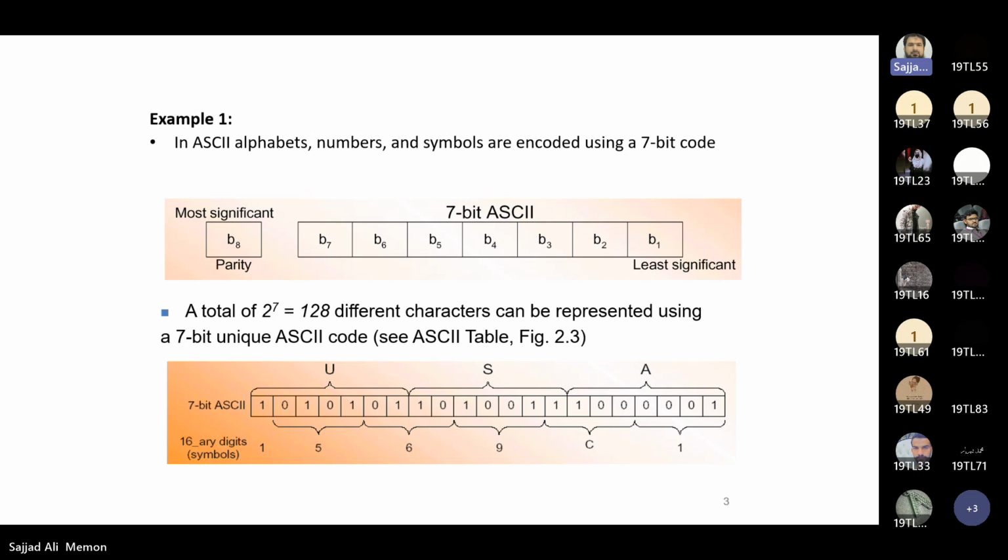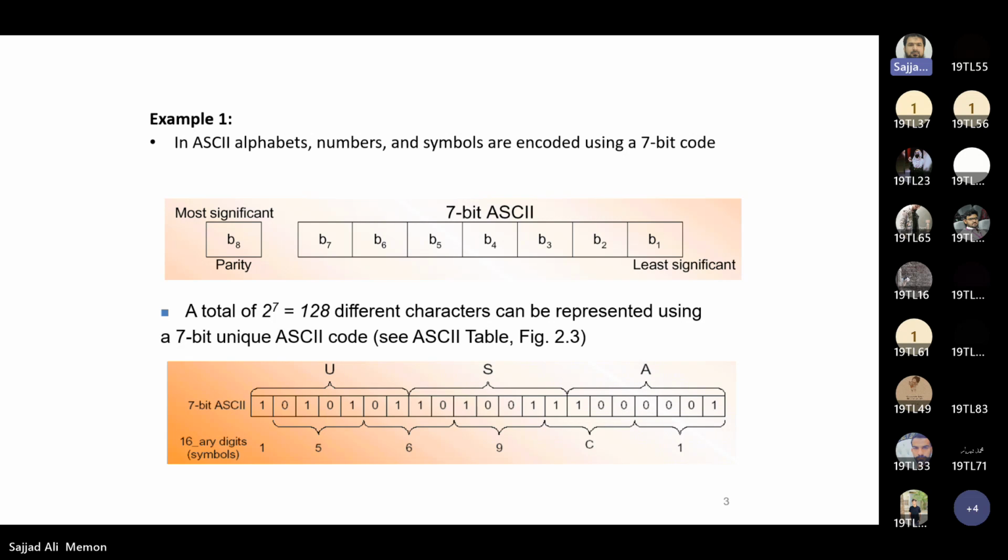Like in this example, particularly we have typed USA from our keyboard. Any other word you can type as well. So when you type this USA, the computer may not understand. So the ASCII will convert those alphabets into the ASCII 7-bit code, and that consists of ones and zeros, the binary language that the computer understands. Then that can be converted into different array digits. As you can see, the next step is where we have converted into hexadecimal, 16 array digit hexadecimal symbols, for further processing.